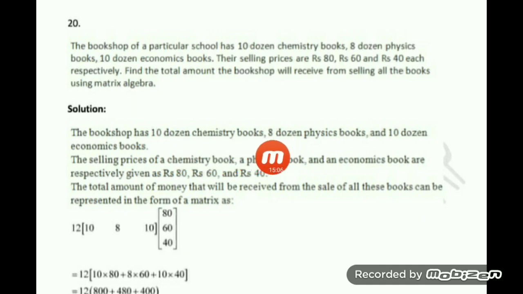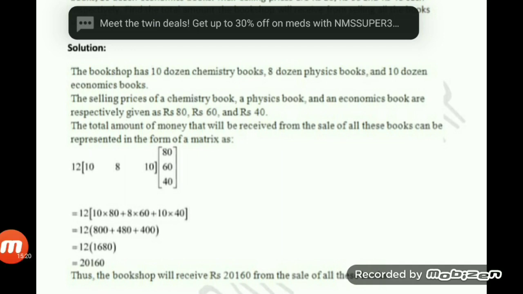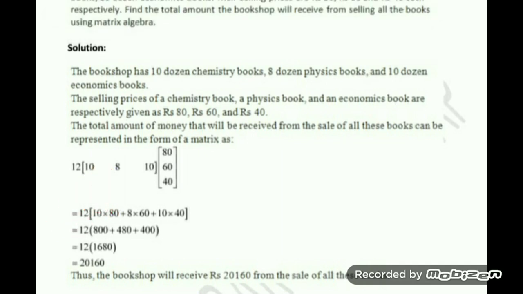So the bookshop has 10 dozen chemistry books, 8 dozen physics books, and 10 dozen economics books. The selling prices of a chemistry book, physics book and economics book are respectively 80, 60 and 40 rupees. The amount of money we'll receive by selling all the books is equal to 12 into, first I'm writing the dozens, that is 10, 8, 10, and the next is prices, 80, 60, 40. Then we'll multiply it by 12 because 12 numbers give you 1 dozen.